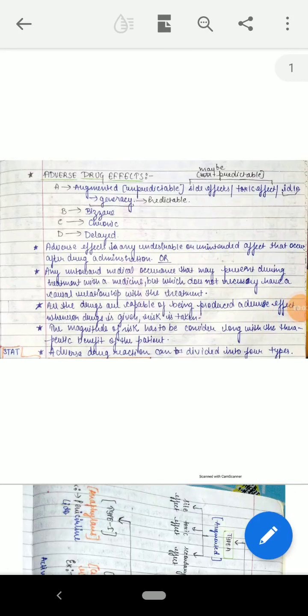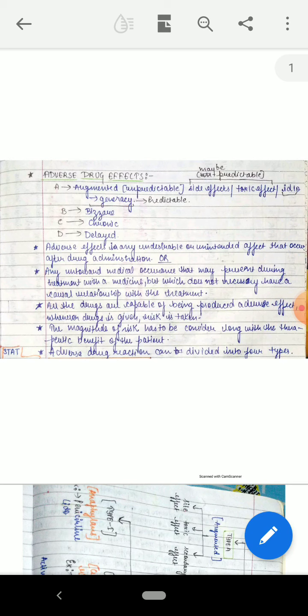Students, today we'll start with a new lecture, that is adverse drug reactions. An adverse effect is any undesirable or unintended effect that occurs after drug administration, or we can say any untoward medical occurrence that may present during treatment with a medicine, but which does not necessarily have a causal relationship with the treatment.